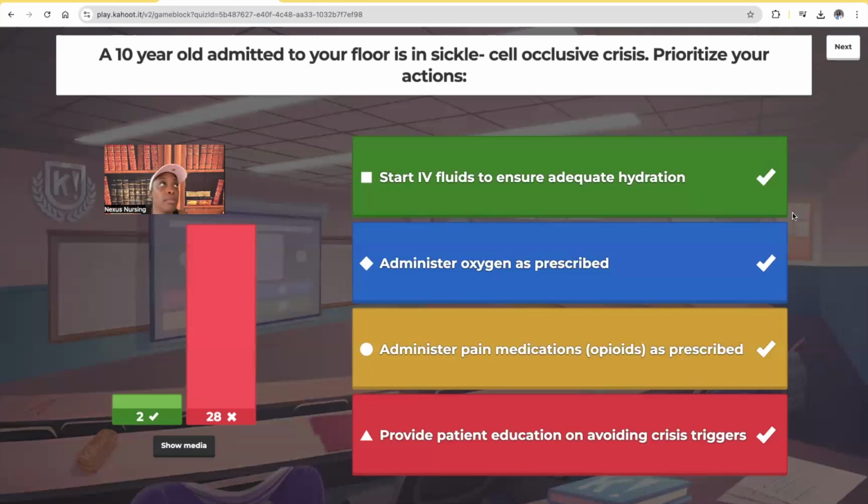So let me get this right. You have a patient that just came in sickle cell occlusive crisis. So what's happening here is those RBCs that are supposed to be nice and round so that they can flow through the vessel, right? And the oxygen can go where it's supposed to go. They're now occluding the vessel because they've done what?